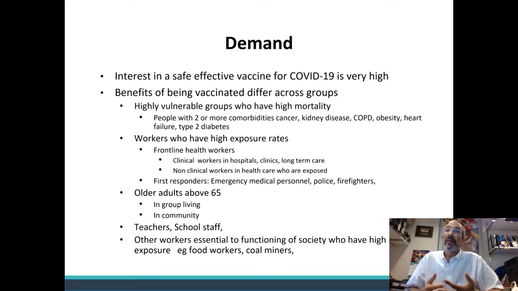We also see people who have high exposure rates. Even with a low risk of dying, if more and more people in an exposure group get disease, those low chances of dying add up to lots and lots of diseases.